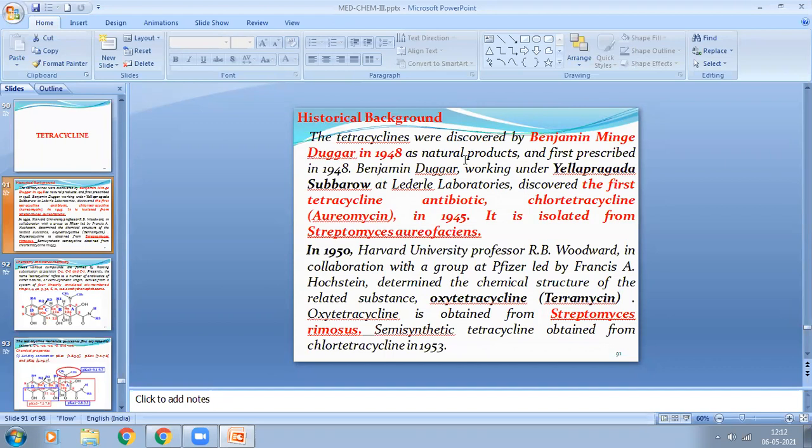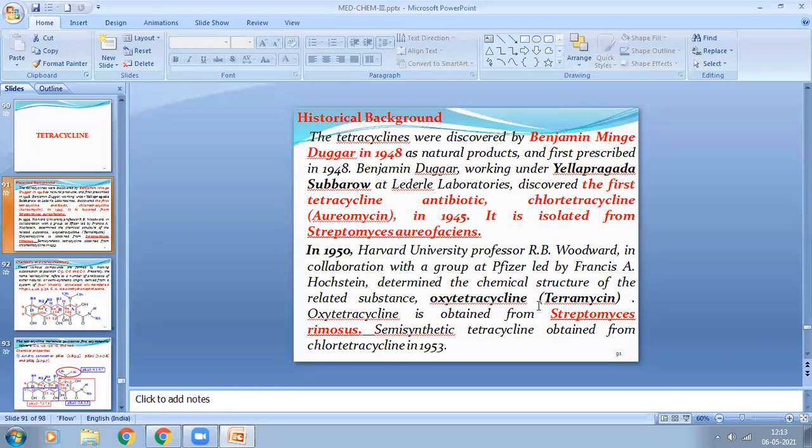Subsequently, in 1950, the scientist R.B. Woodward, who was working at Pfizer, discovered the second tetracycline, that is called oxytetracycline. It is also known as terramycin, and it is obtained from Streptomyces rimosus. Semi-synthetic tetracyclines were obtained from chlortetracycline in the year 1953.